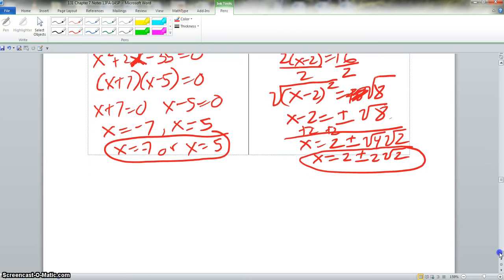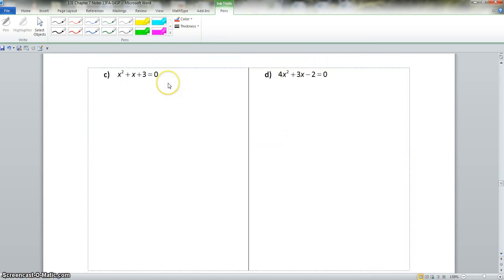Now we want to go here to C and D. If you look here at C, C is not easy to factor. So myself, I think I would use the quadratic formula. So we need to list our A, B, and C. This equation is already set up equal to 0. So our A here would be 1, our B would be 1, and our C is 3.